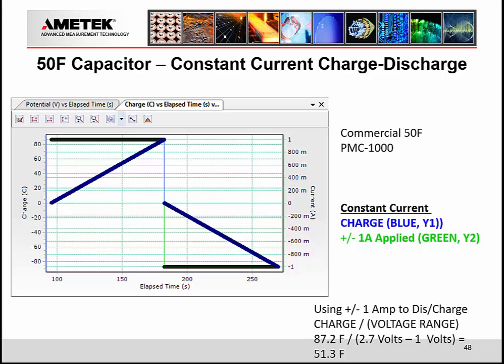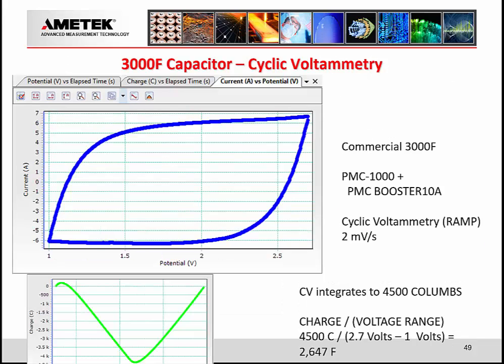Here we're going to charge and discharge it using a constant current, and we can measure that capacitance value over that voltage range at 51 farads. Let's look at an even larger capacitor, a 3000 farad capacitor, using cyclic voltammetry. As the size of the capacitor goes up, I need a booster to run these types of experiments. But I'm going to leverage the PMC platform and its mix and match capability to put the PMC 1000 together with its 10 amp booster, and I'm going to run a cyclic voltammetry experiment.